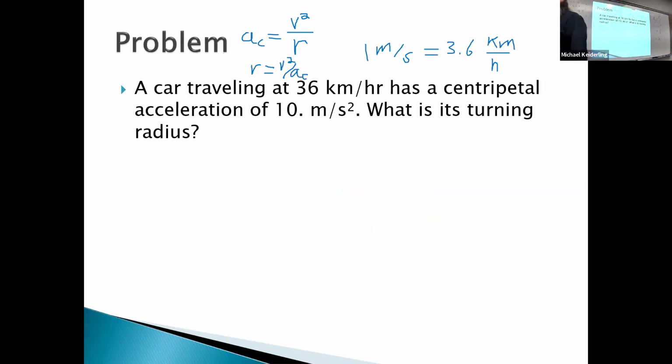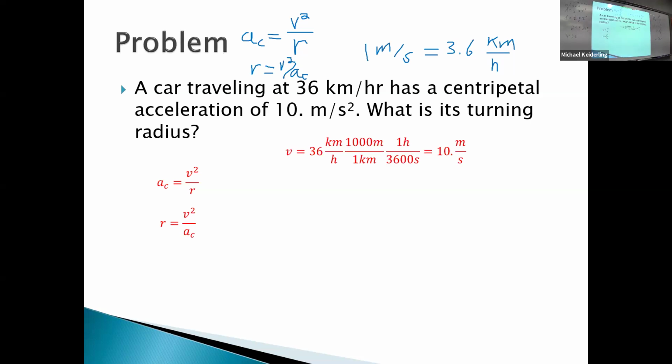So here we have a car traveling at 36 kilometers per hour. Remember that 1 meter per second is 3.6 kilometers per hour. It has a centripetal acceleration of 10 meters per second squared. What is its turning radius? Centripetal acceleration is speed squared over radius, so radius is speed squared over centripetal acceleration. The first thing we need to do is find speed in meters per second. We know the acceleration, it's 10 meters per second squared, so we need the speed in meters per second.